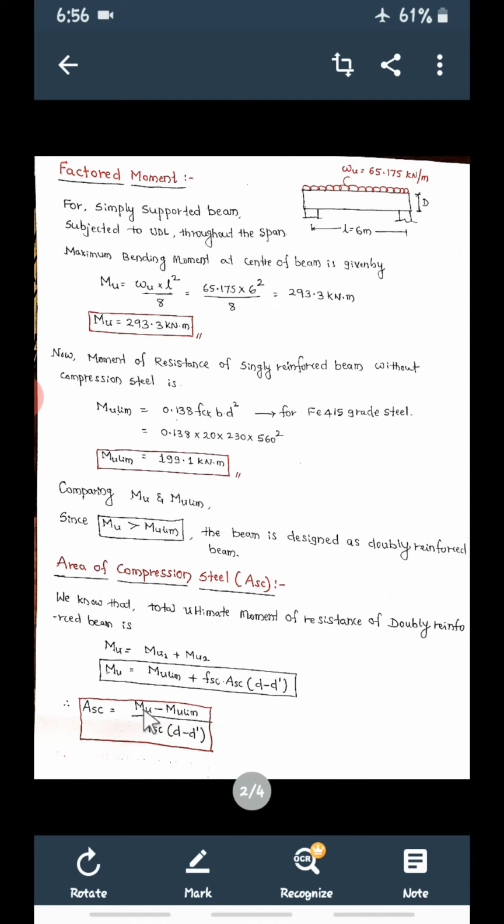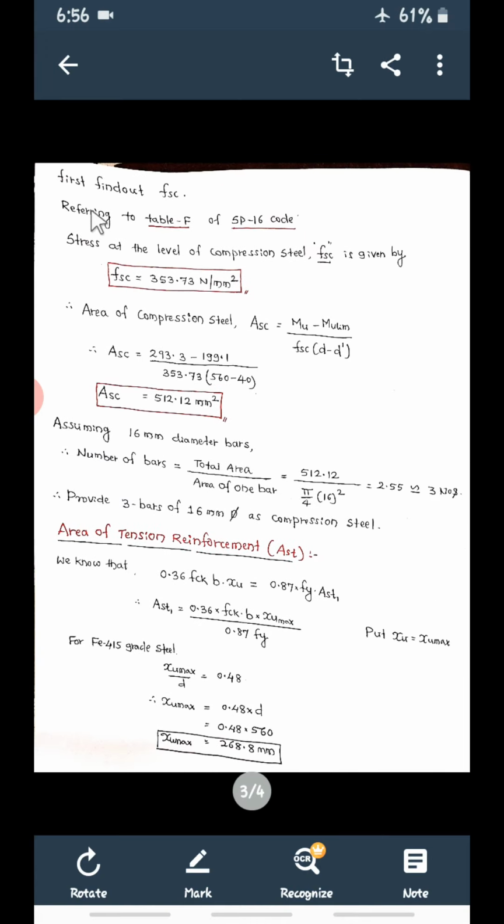Here MU is known, MU limit is known, and D and D dash are known. The only thing is that you have to calculate FSC first. So first find out FSC. What is FSC? This is the stress at the level of compression steel. Since the grade of steel is Fe415, we are going to refer to Table F from the SP16 code book.